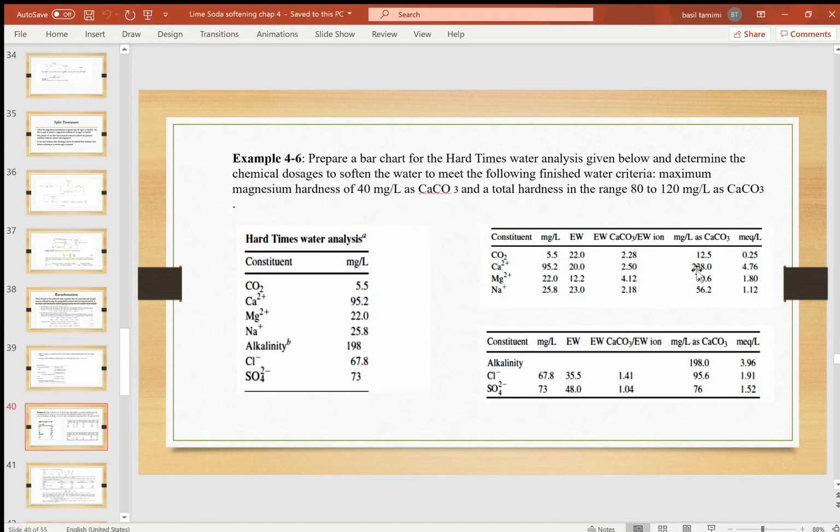As you can see, if you look at the concentration of magnesium, the first comment that we can make is that the magnesium is exceeding 40 milligram per liter as CaCO3, which means that we're not fulfilling the requirements for magnesium. If we add the calcium to magnesium, we have 238 plus 90. This is definitely exceeding the practical limits, which should be between 80 and 120. That's why the first decision that we can make is to go for softening.